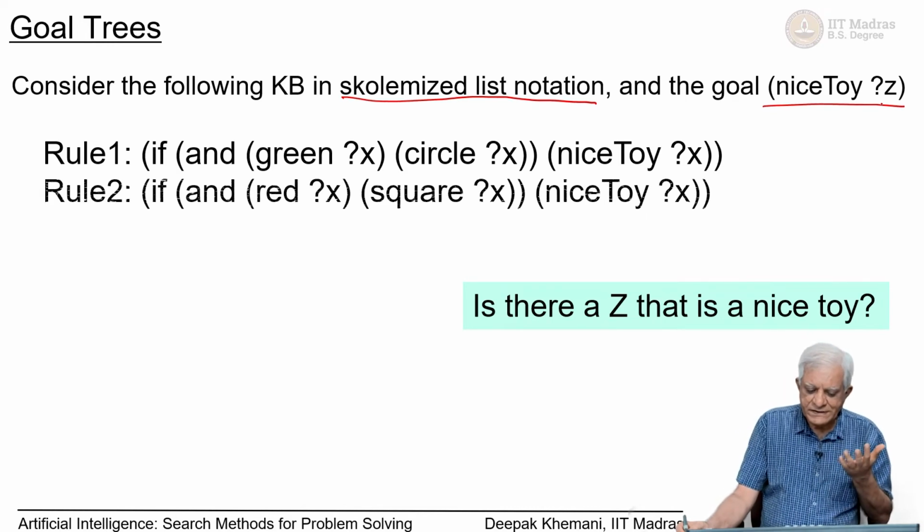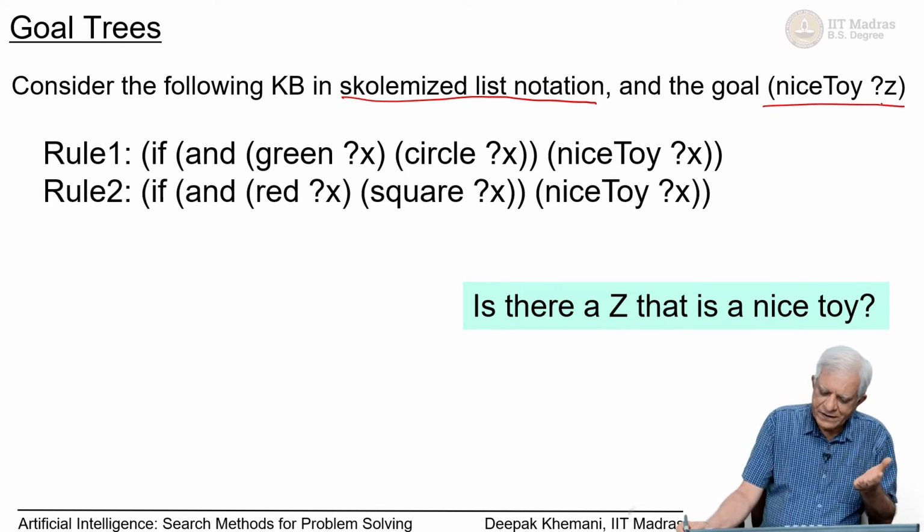Rule number 2 says that x must be red and it must have a square base. Let us say, it is a square, let us just call it a square, then it is a nice toy. So, there are two ways of showing that x is a nice toy. These are the rules that are given to us.